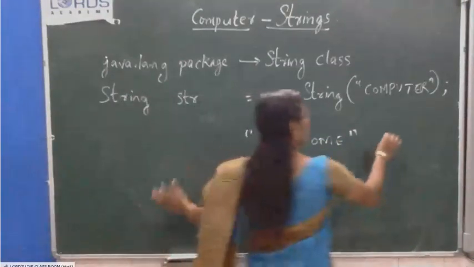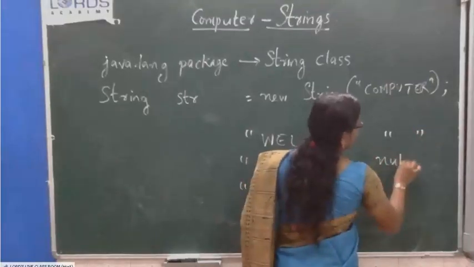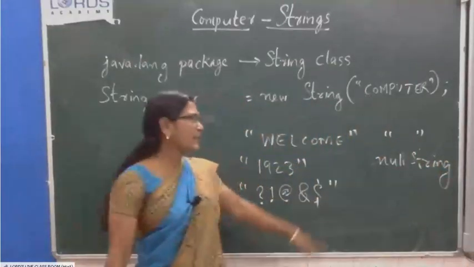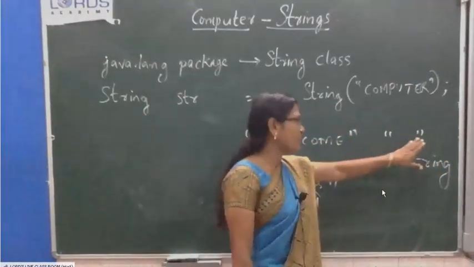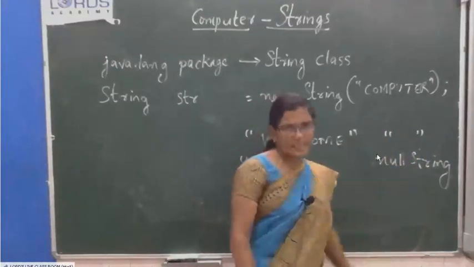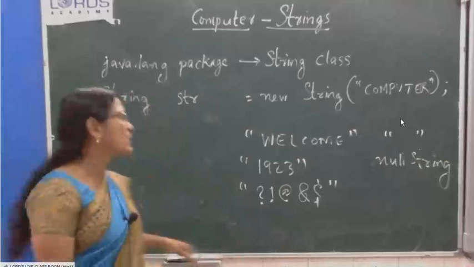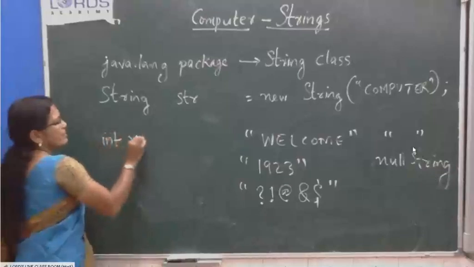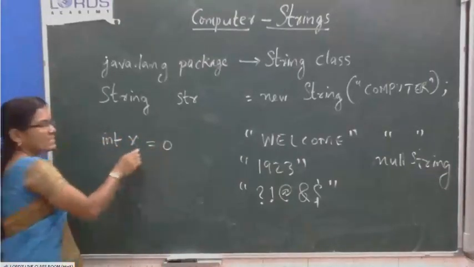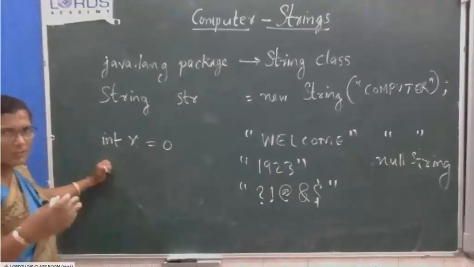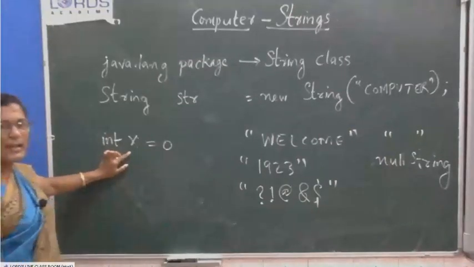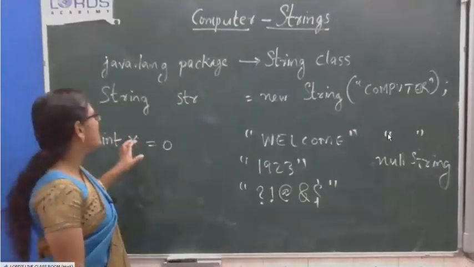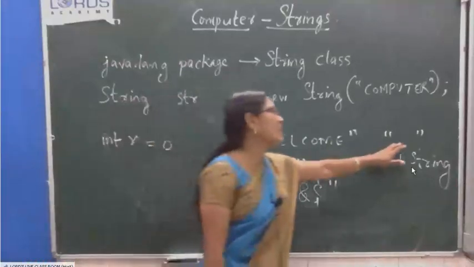Simply if you give two double quotes, this is known as a null string, without any space between the opening and closing double quotes. So this is known as null string, nothing is there, like it is equivalent to 0 in numerical values. When we write int x equal to 0, we initialize the variable with the value 0. Later on we may use the storage location to store any other integral constants. So similarly, 0 in string is a null string.